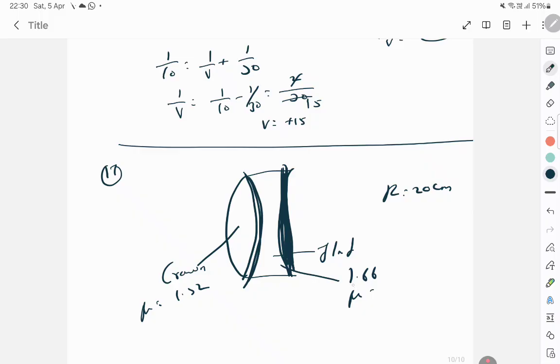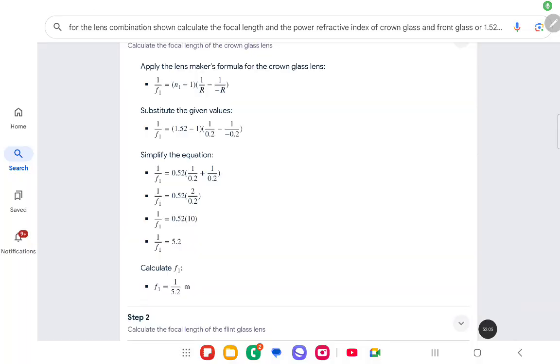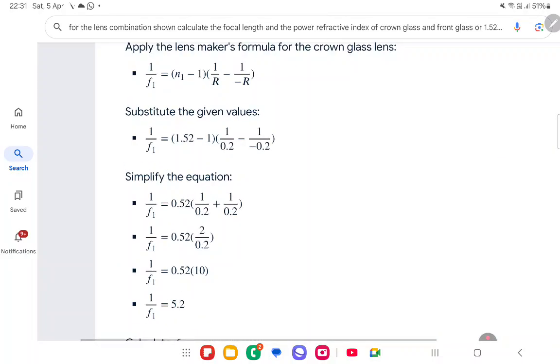Find the focal length and the power for the combination. The refractive indexes are given. So here's the sum. You have to use the lens maker's formula: 1 by f is equal to mu minus 1 into 1 by r1 minus 1 by r2.